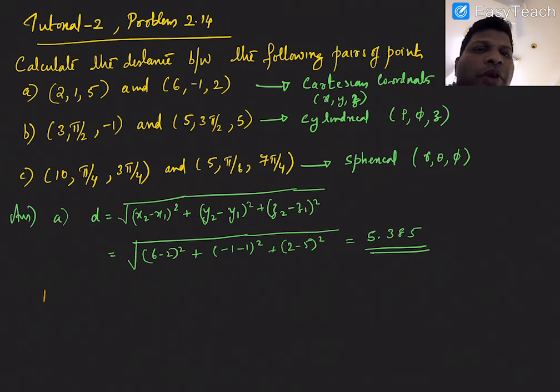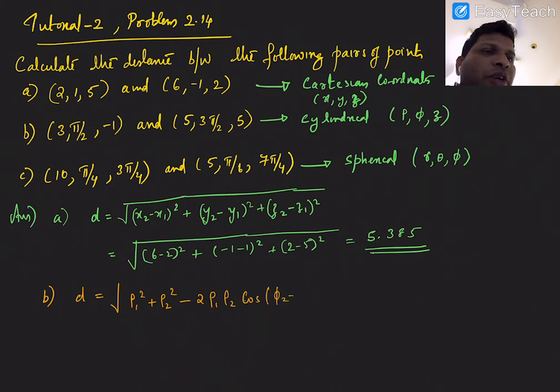Now the second part of the problem is to find the distance between the points which are in cylindrical coordinates. In cylindrical coordinates, the distance between the points is given as the square root of rho 1 square plus rho 2 square minus 2 into rho 1 rho 2 into the cosine of the angle between them, phi 2 minus phi 1, plus (z2 minus z1) the whole square. So this is the formula for that.